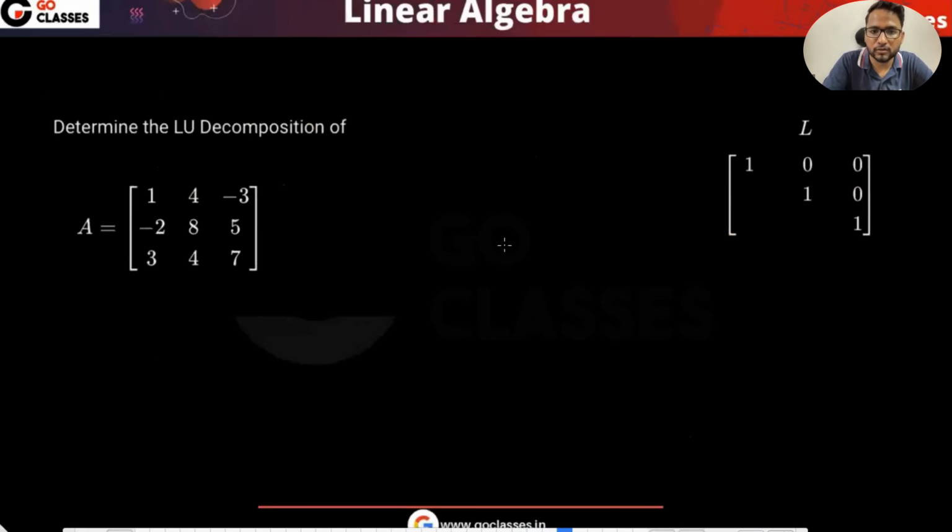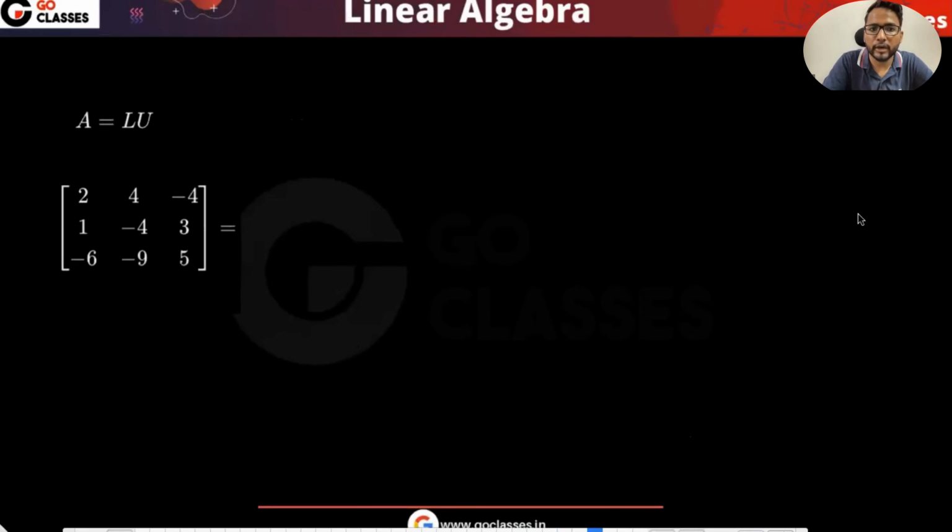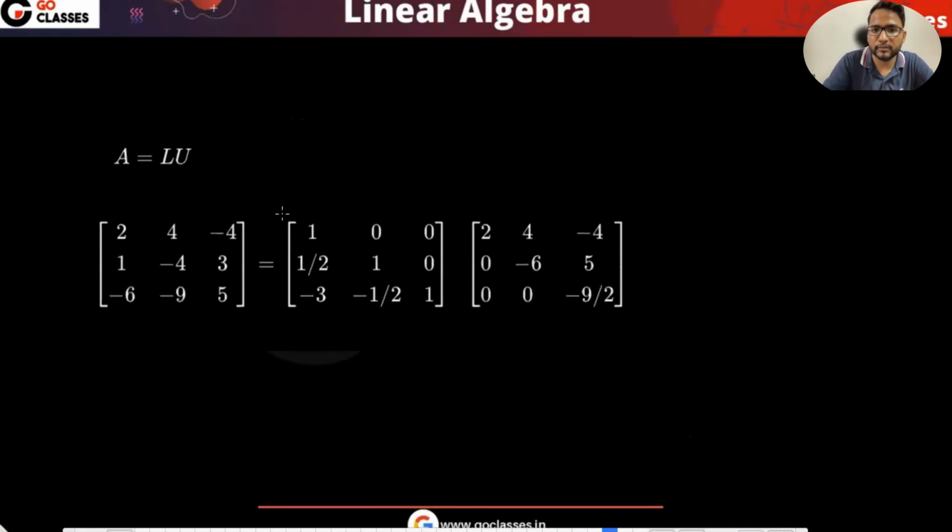Okay. Now you can do this as a homework. Let me just put this as a homework. Here you need to find the LU decomposition, and I think I have the answers here. Now let's solve one more question, which is very interesting.